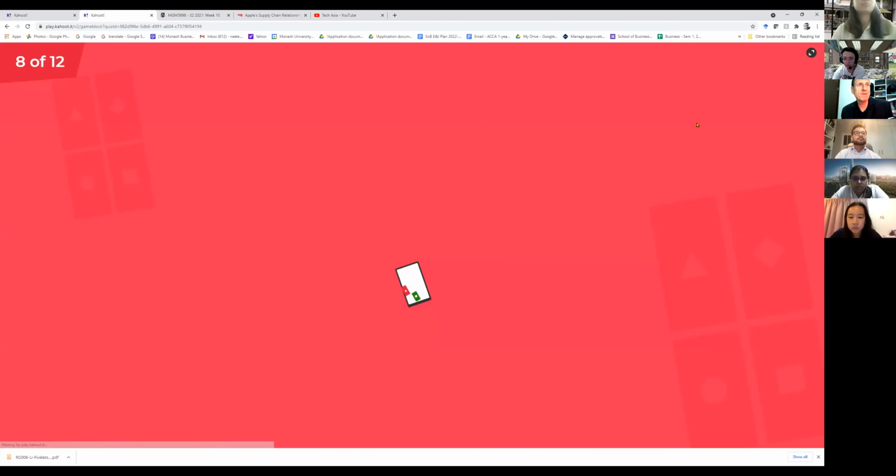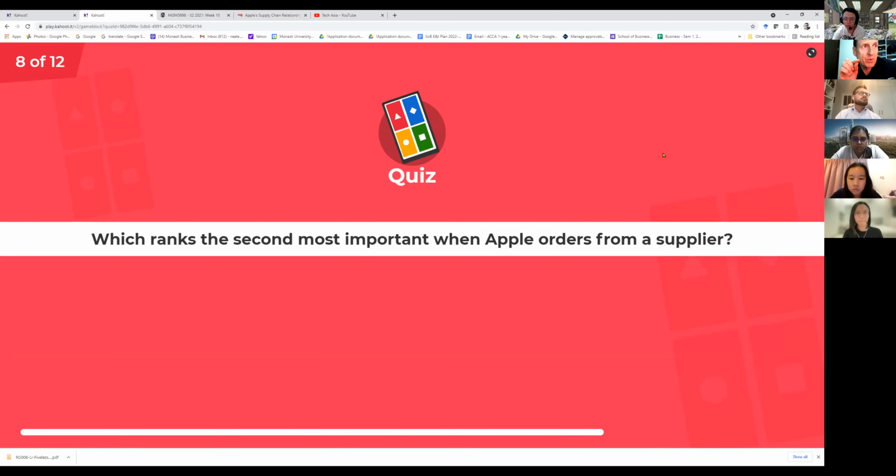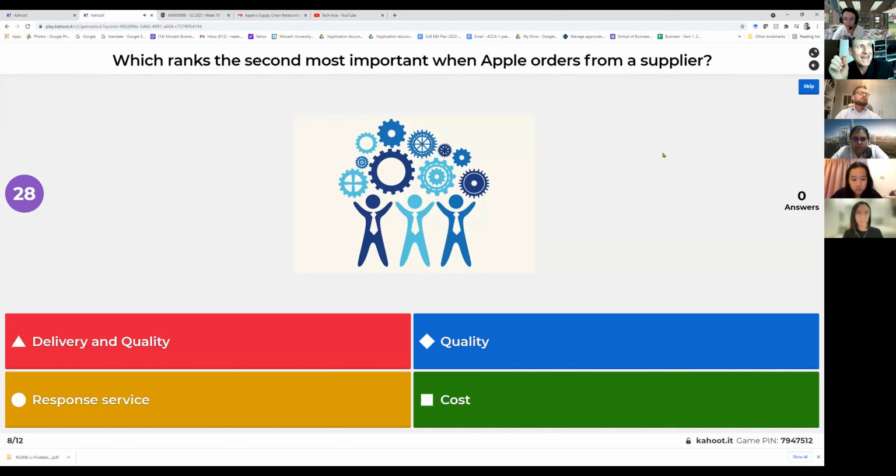And one more before we go back. 8 out of 12. Which ranks second most important when Apple orders from a supplier? Second most important. If it's not technology, then it's going to be, and it may be equal with technology. So what is that?